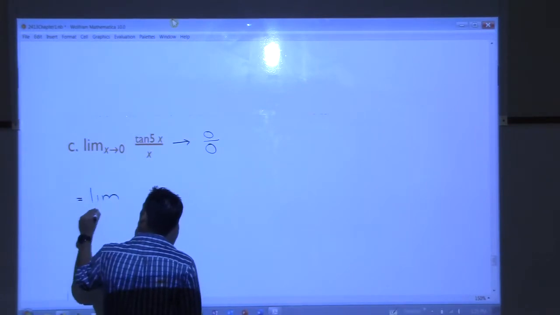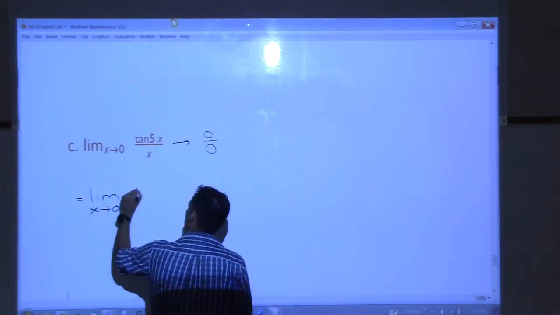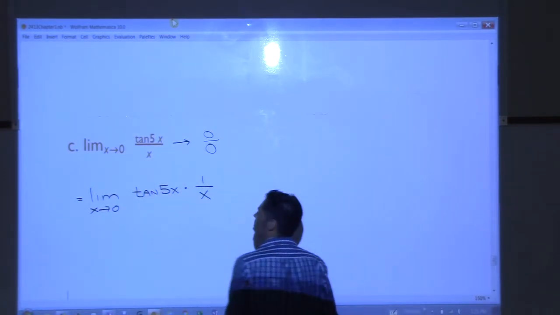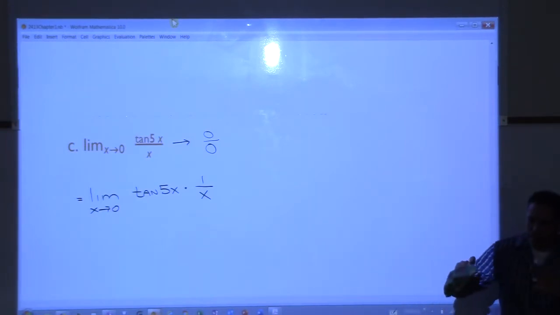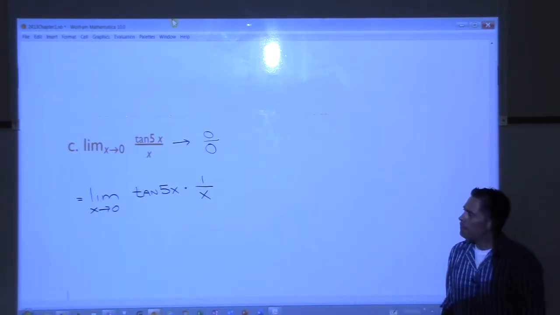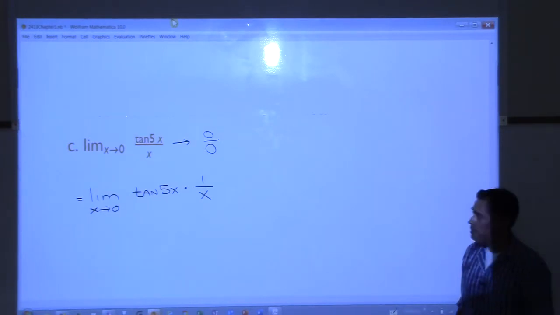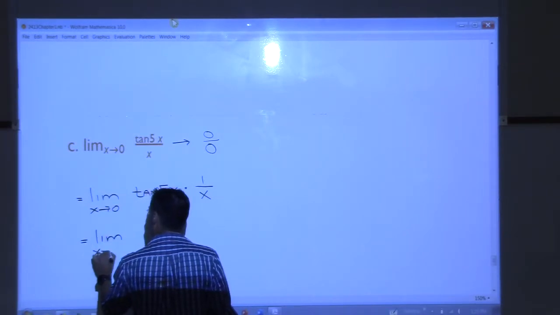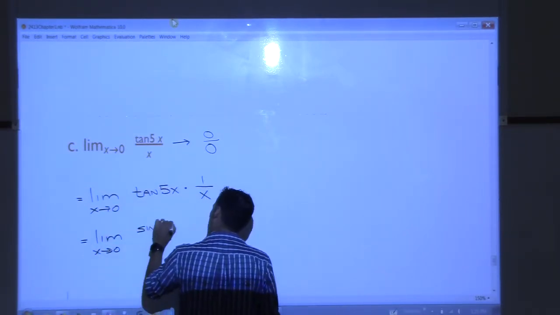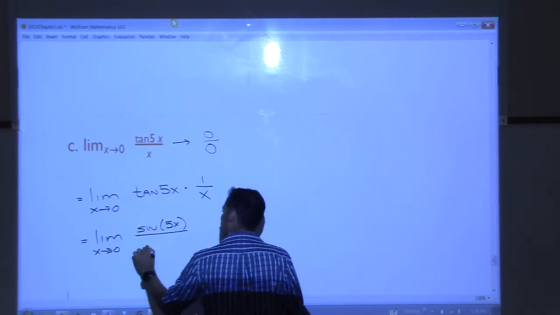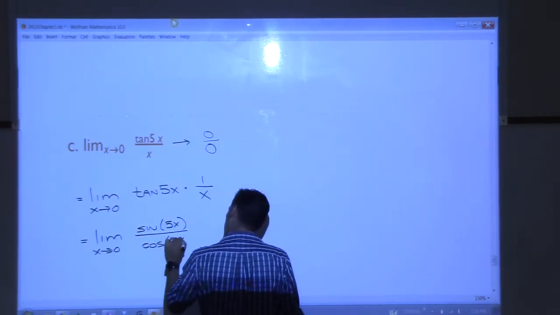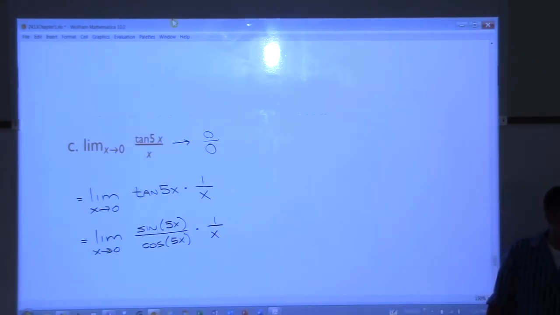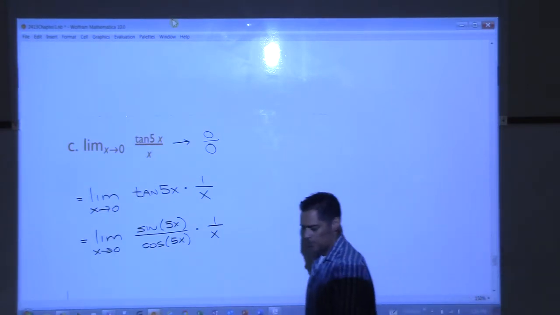So this is limit x goes to 0. Let me write it this way first, just so you can see kind of what I'm doing here. Okay, so we agree with that. Just kind of splitting it up. That's the same as tangent 5x over x. And now I'm going to rewrite the tangent of 5x as sine of 5x over cosine of 5x times 1 over x. So that's still just rewriting everything, right? All right.